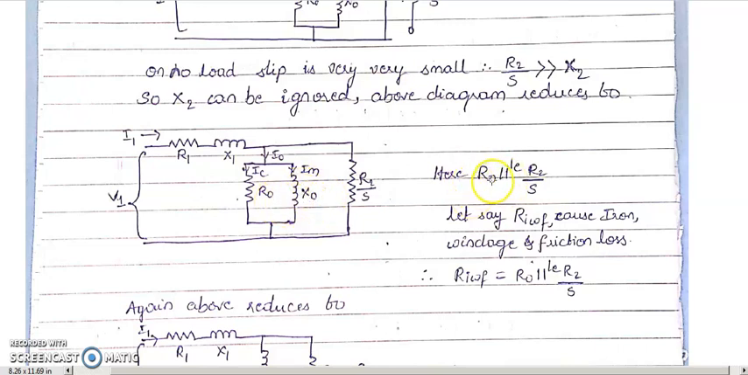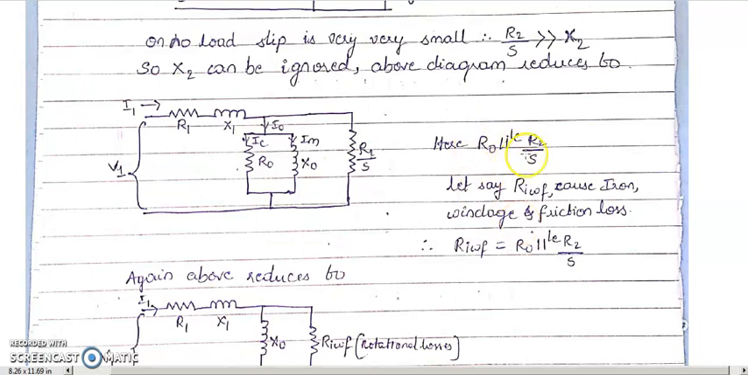After applying the parallel resistance formula, what happens? After doing R0 parallel R2 by S, I am going to get a certain value. I am going to call that value RIWF. What does RIWF mean? RIWF is nothing but the resistance which causes iron loss, windage loss as well as friction loss.